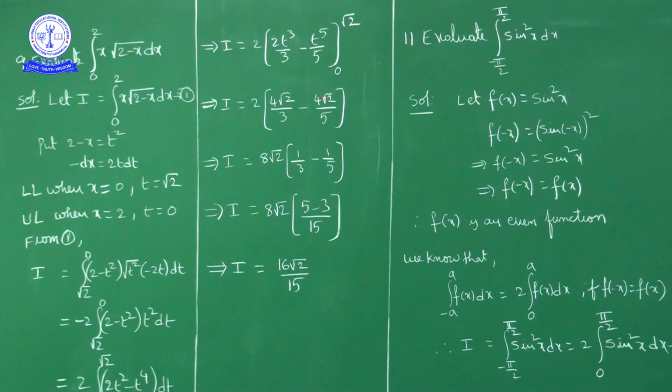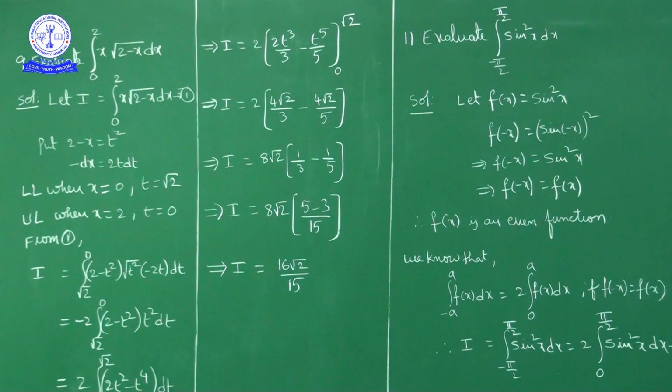In the numerator, if you take 4 root 2 common, 2 into 4 root 2 is 8 root 2 into 1 by 3 minus 1 by 5. The LCM is 15. 5 comes to this side and 3 comes to this side: 5 minus 3 is 2. 2 into 8 root 2 is 16 root 2 upon 15. That is the final answer.